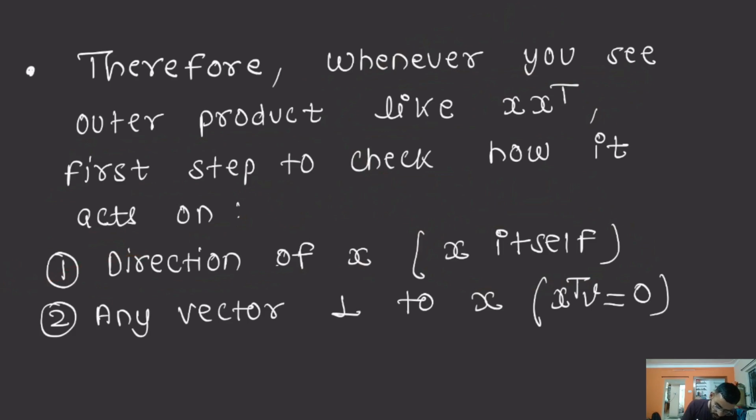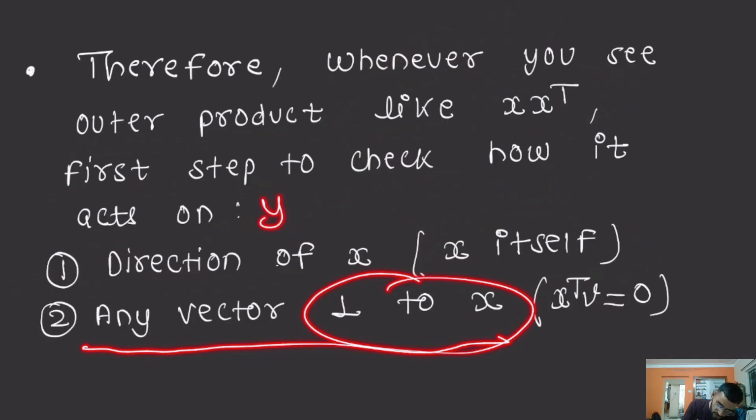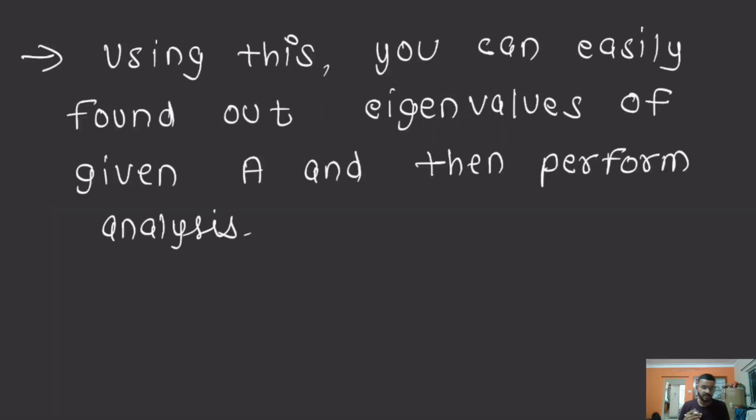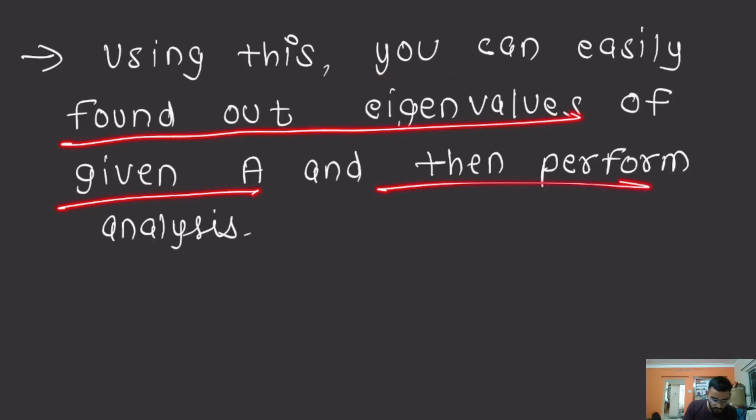Second, you will check how this behaves in a direction perpendicular to x. That is, if we take y which is perpendicular to x, then how this x x transpose behaves in the direction of y. Okay, and using this, you can find out the eigenvalues or the eigenvectors of the given matrix, and then you can perform your analysis.